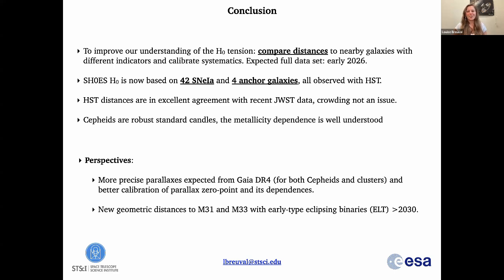And I'm really excited in the future for precise parallaxes from Gaia at DR4, both Cepheid and clusters. Hopefully, we can assemble a better catalog of cluster Cepheids and have fewer systematics in Gaia parallaxes, less dependence on the offset. And in the long term, after the ELT first light, the European ELT, hopefully we can measure more eclipsing binary distances to M31 and M33 to have, again, more anchor galaxies.